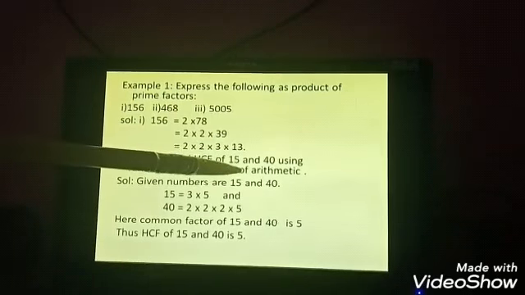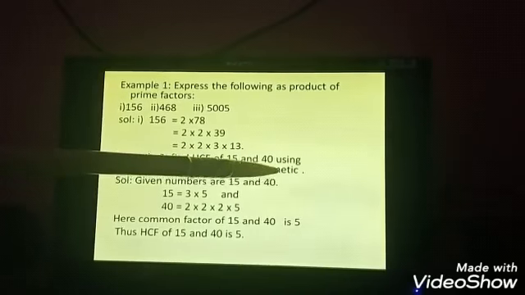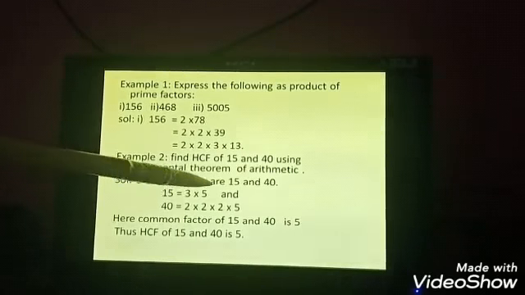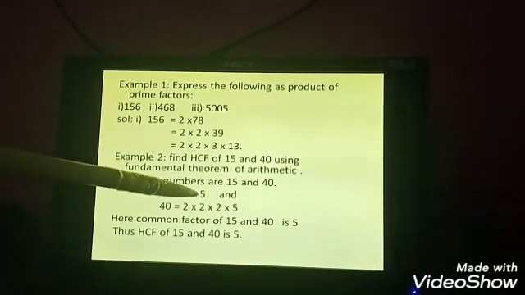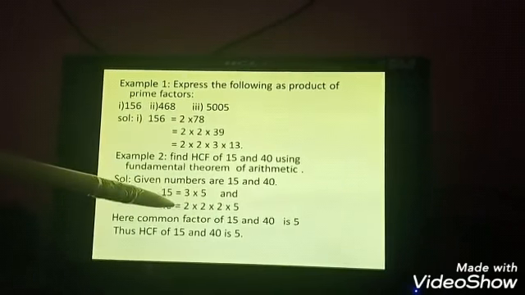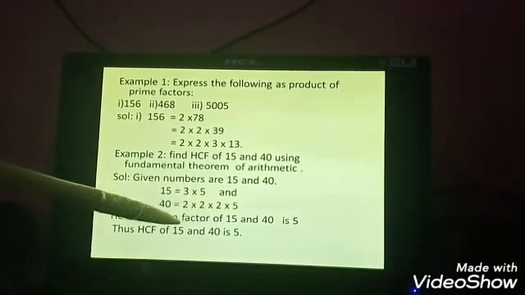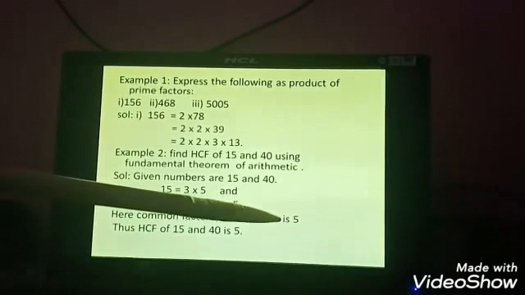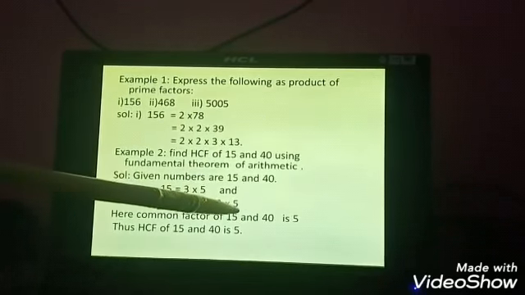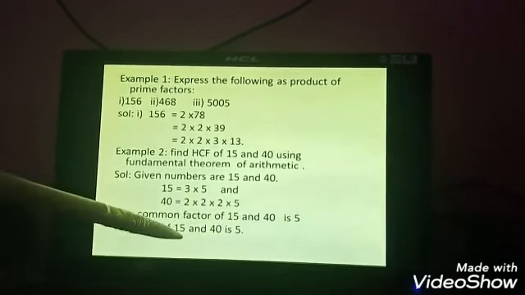Find the HCF of 15 and 40 using the fundamental theorem of arithmetic, that is, by the prime factorization method. Given numbers are 15 and 40. 15 is equal to 3 × 5 and 40 is equal to 2 × 2 × 2 × 5. Now let us consider the common factors of 15 and 40. Here there is 5 in both, so we take 5 once. That is the HCF of 15 and 40.